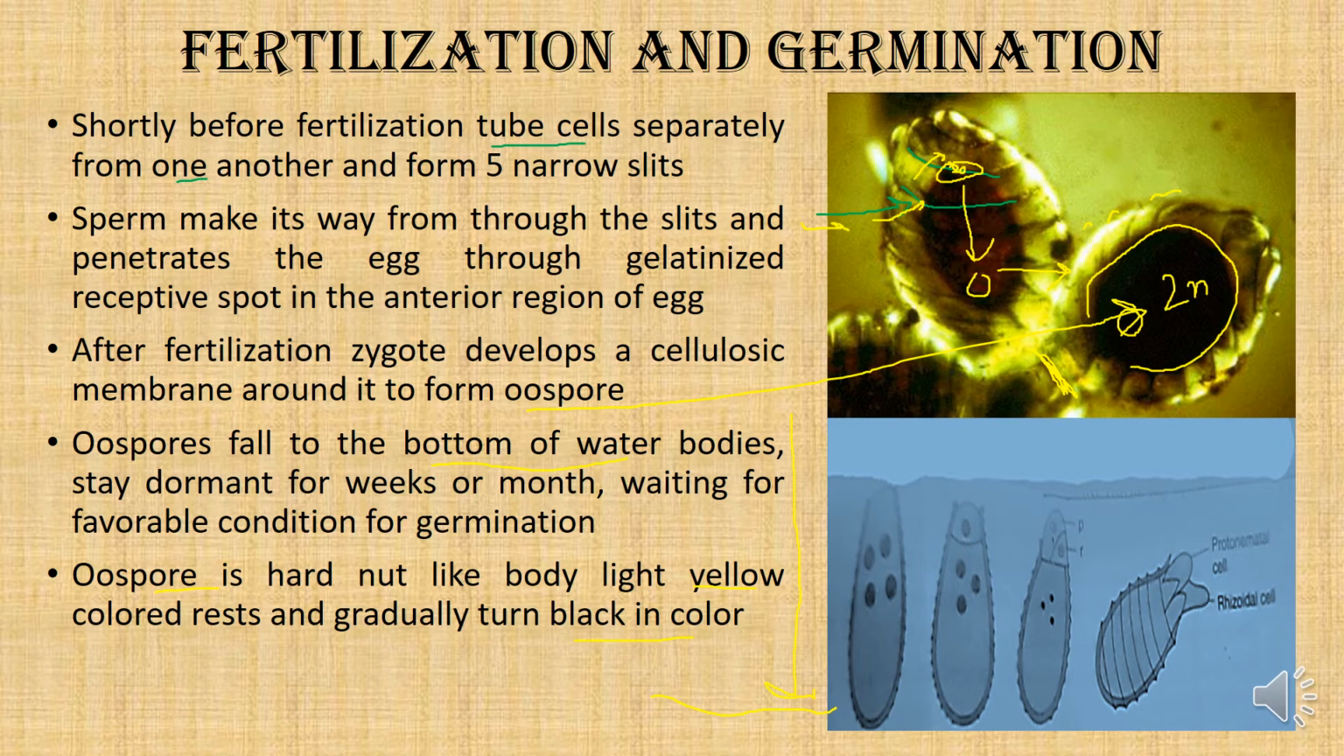So after the period of rest, the oospore gets activated. If there is water around it, it gets activated, and the single nucleus of the oospore undergoes meiosis. This is meiosis.